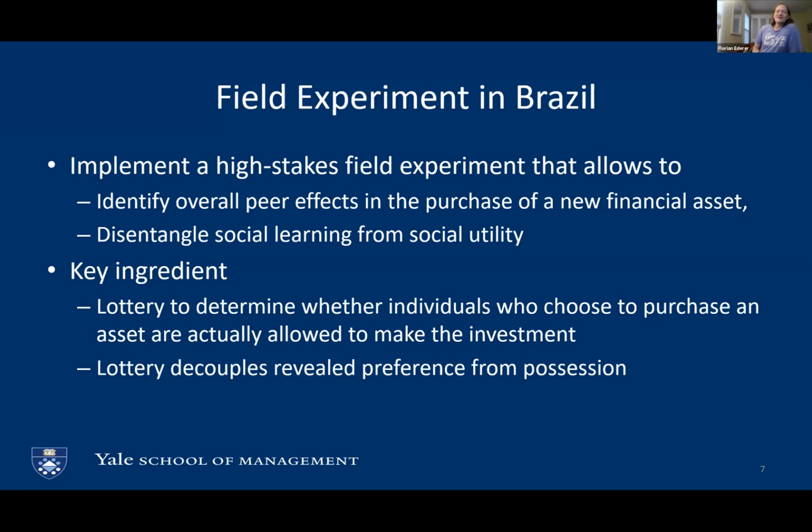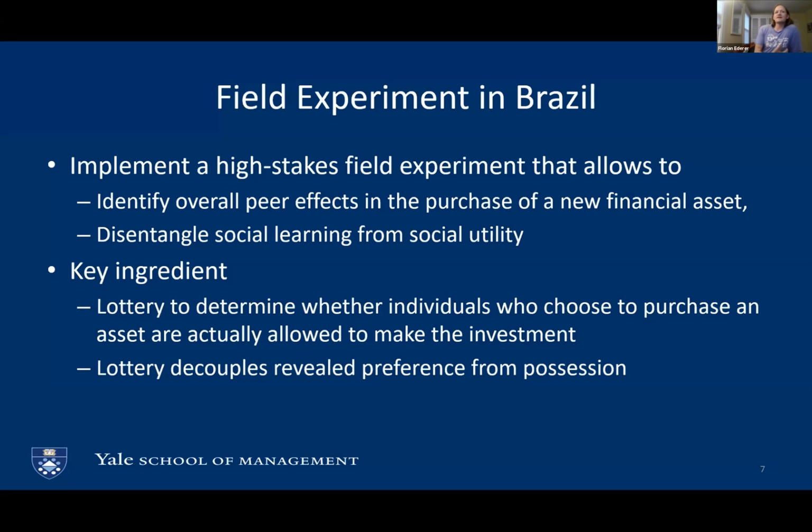Okay, but also how that company ever agreed with us to let us run this thing. Sometimes, as Johannes said, you've got to be smart, you've got to be clever about things. Often in research, you just got to be lucky. And here we got lucky: we were able to implement this high stakes field experiment that allows us to identify the overall peer effect in the purchase of a new financial asset. And then we're going to try and disentangle social learning from the social utility.